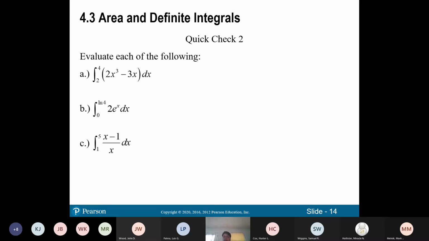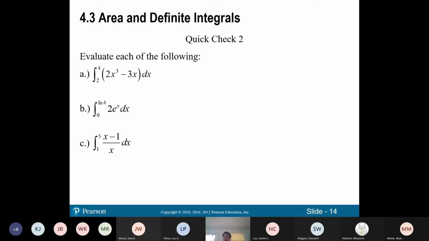And I'll write down B on another one. B is the antiderivative from 0 to the natural log of 4. And all that is a number, so don't start running around in circles because of that. 2e to the x dx. And the antiderivative of e to the x is e to the x. So you ain't gotta do much brain work there.